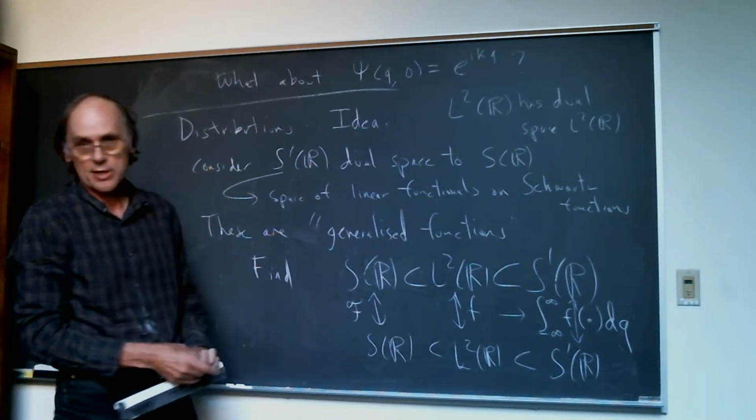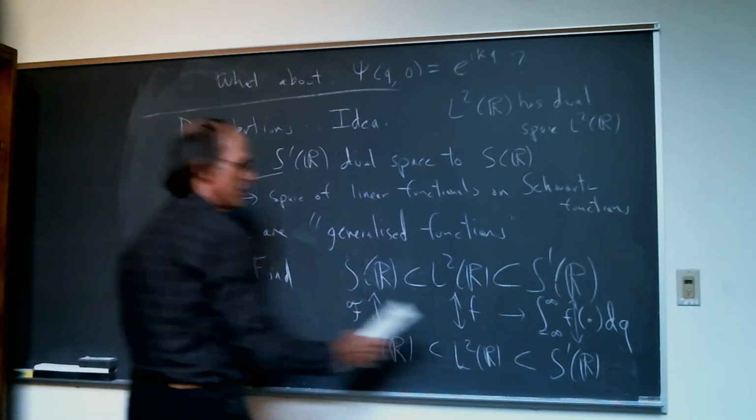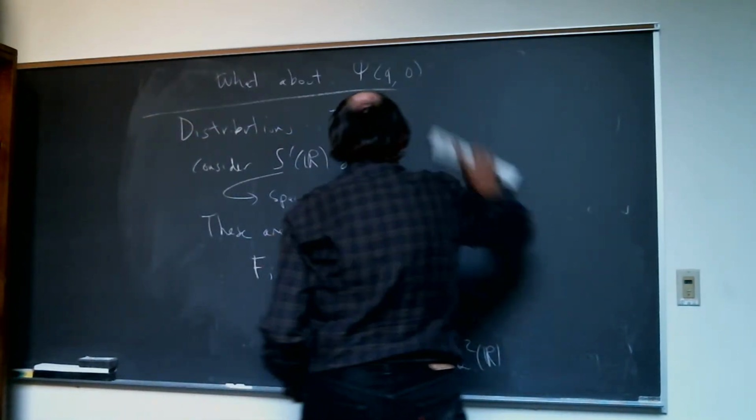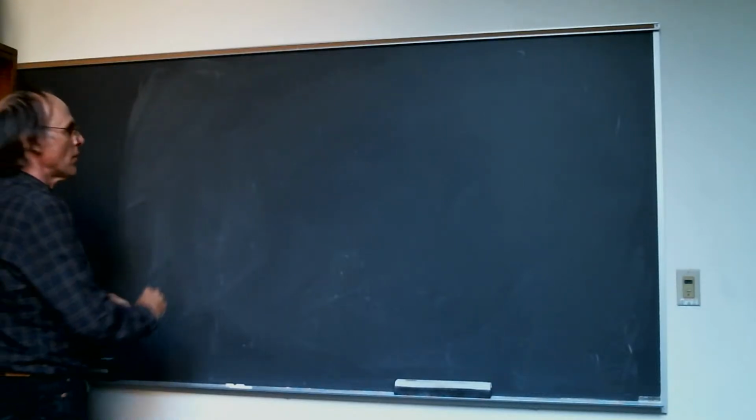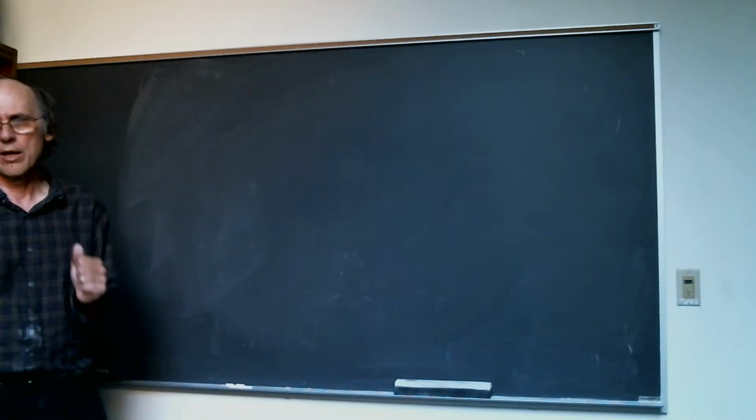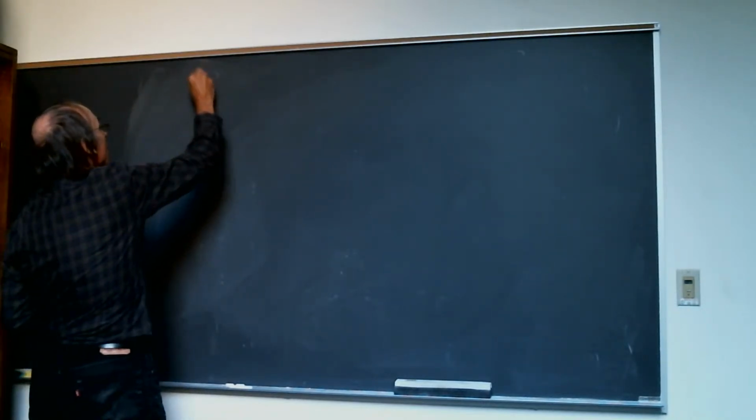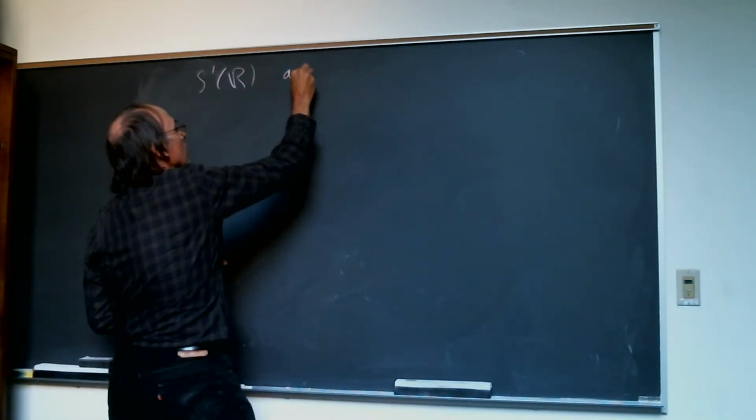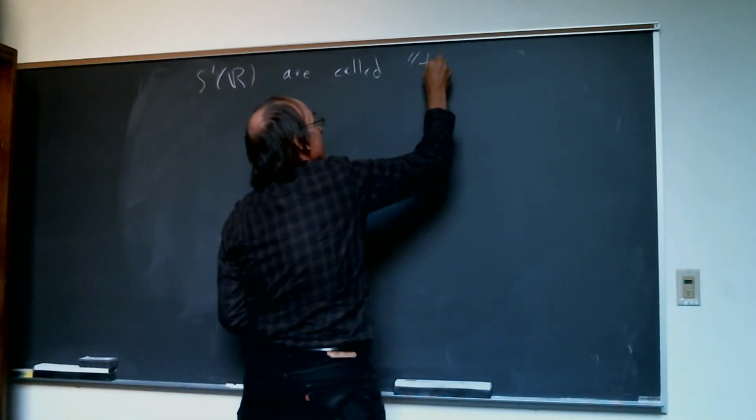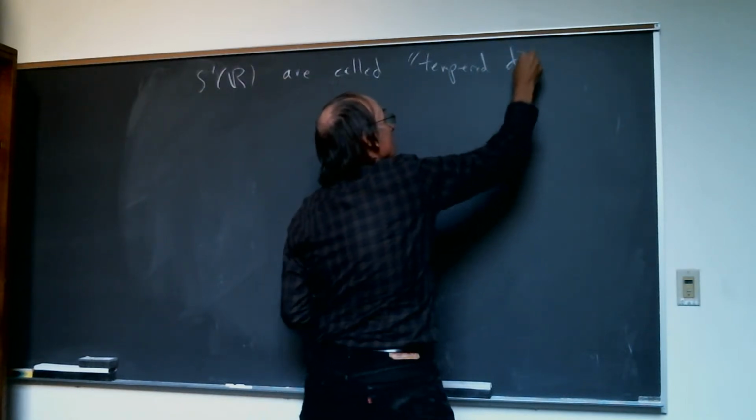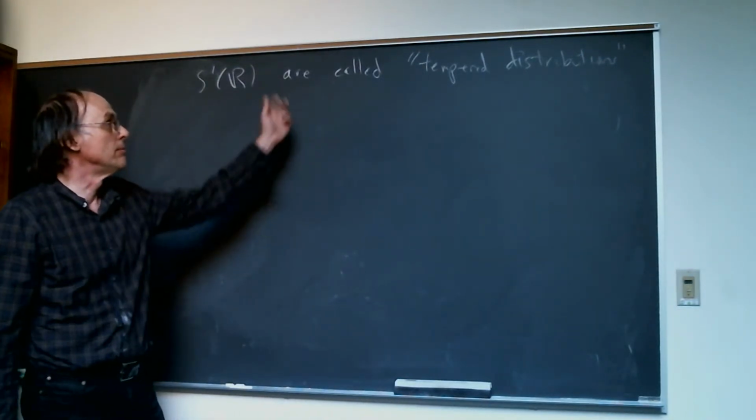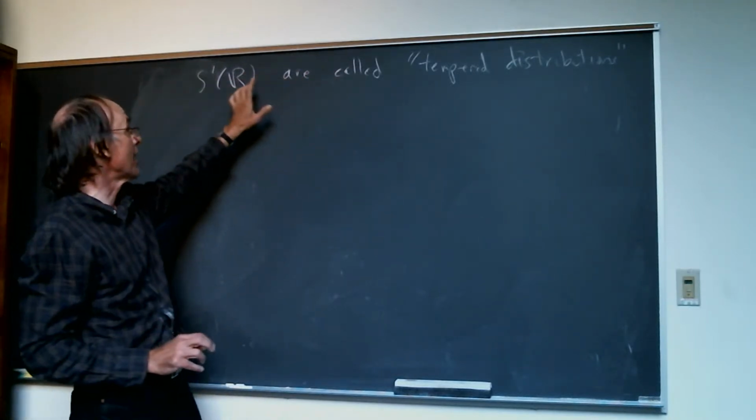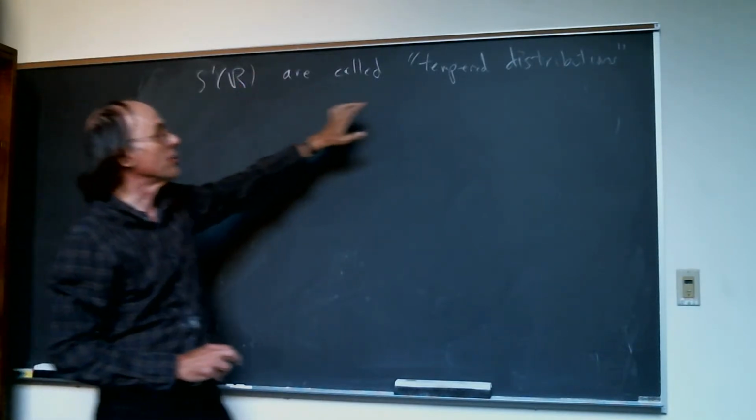So the picture is the way we're going to solve our problem, so let's write this down. But it's a bit easier. Okay, so this solves. Oh, and maybe just something about terminology: S prime of R, these are called tempered distributions. If you create your distributions by taking the dual of the Schwartz functions, they're called tempered distributions.